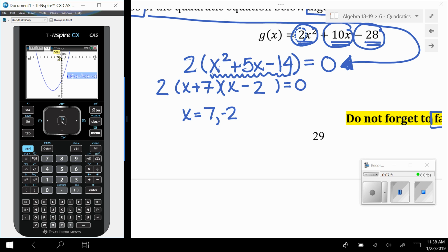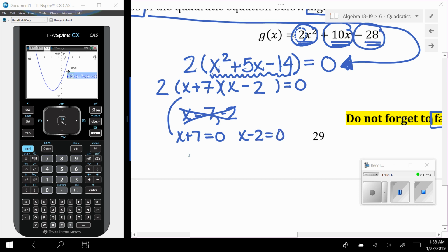Now, when I look at it, the x-intercepts are -7 and +2. So I was kind of lazy. What I should have done was set each piece equal to 0, x plus 7 equals 0, x minus 2 equals 0. So therefore my solutions are x equals -7 and x equals 2. So lesson learned, guys. Always, always, always check your work before you box in or decide on that final answer.